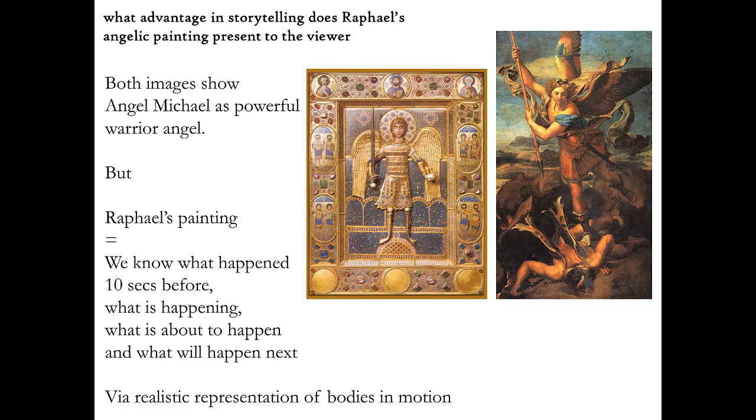So we get the same idea. Michael is powerful and good at war. What is the advantage then of this, if they present the same material? Well, in Raphael's painting, we know what happened 10 seconds before, right?